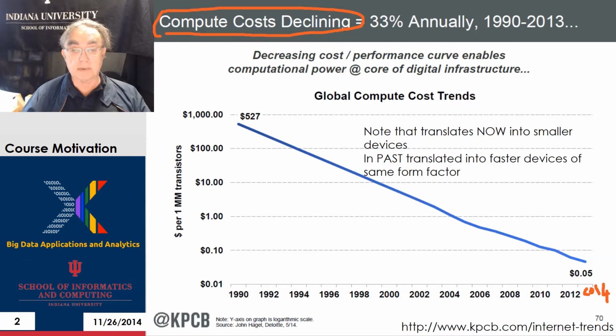And as I pointed out, there's been a switch in the trend. It used to be that Moore's law gave you more powerful computers. Now it tends to give you smaller computers because you can't increase the clock speed anymore.